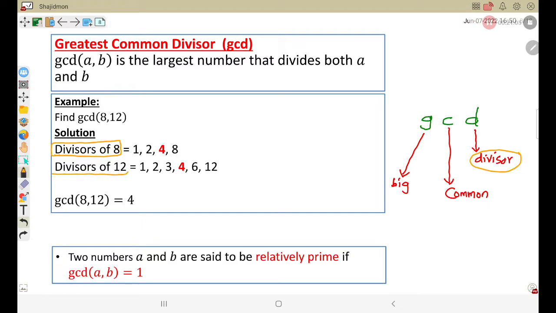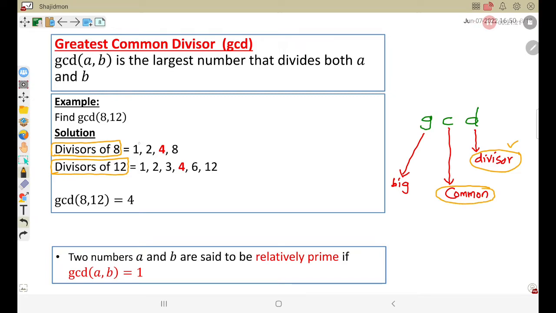Now again we write, what are the divisors of the number 12? 1, 2, 3, 4, 6 and 12. Correct? Just write the divisors. This is the first step. After that, just see the common divisors.